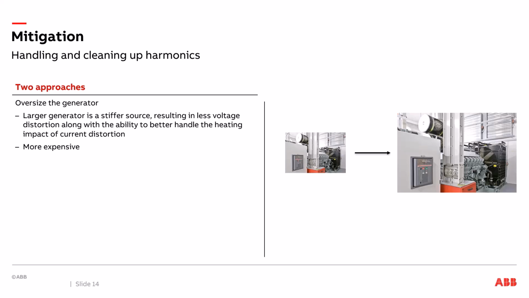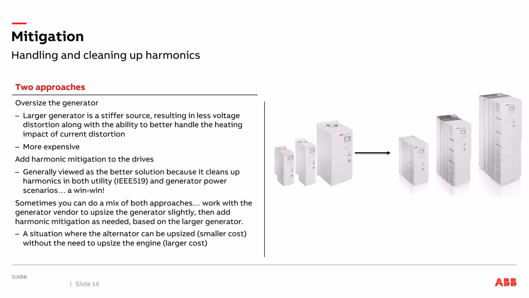So step one is I can oversize the generator. When you oversize the generator, that generator becomes a stiffer source. It's a stronger, more robust voltage line, so it's harder to distort that voltage waveform. Also, when the generator is oversized, it can help handle some of the heating impact of the current distortion. So it's definitely an approach. It's usually considered the more expensive approach because you're upsizing the generator significantly to compensate for the fact that you're trying to use lower cost drives, and when you do the cost analysis, it's really a loss by just solely upsizing the generator. So the next approach is to add harmonic mitigation to the drives.